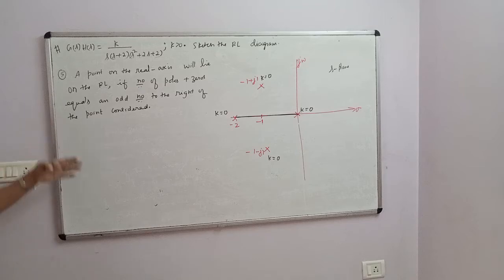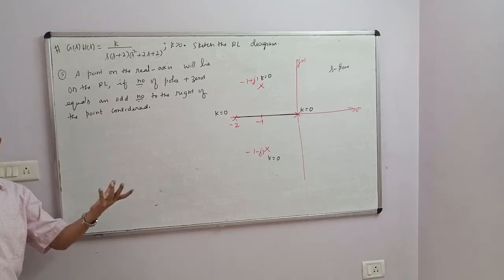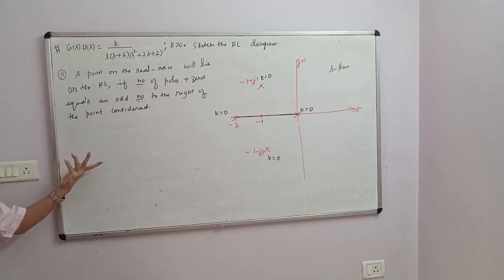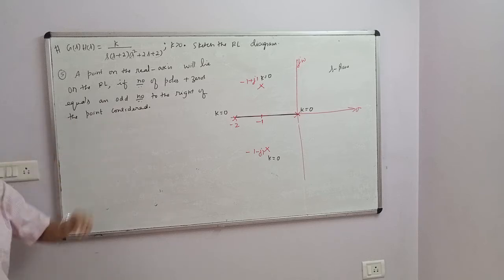Till step number 5, you can write very easily in any problem. Each step will carry 1 mark. So, passing the examination is not an issue. Understanding the root locus is the main issue, right?